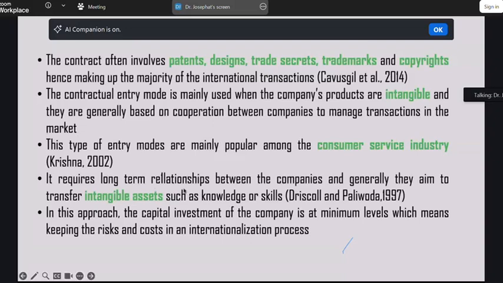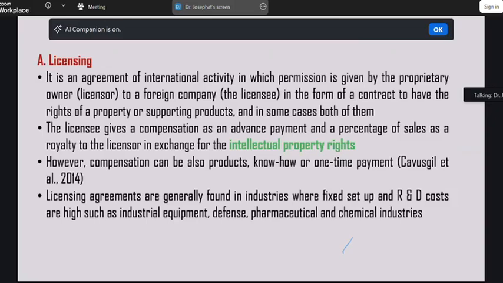So this requires a long-term relationship between the companies and generally they aim to transfer intangible assets such as knowledge or skills. In this approach, the capital investment of the company is at a minimal level, which means keeping the risk and the cost low in the internationalization process. Kwamba capital yao na risk yao iko chini kwa sababu all other transactions katika foreign market zinafanywa na wale walioko kule ambao wameingia nao license or whether ni franchising or ni strategic alliance.